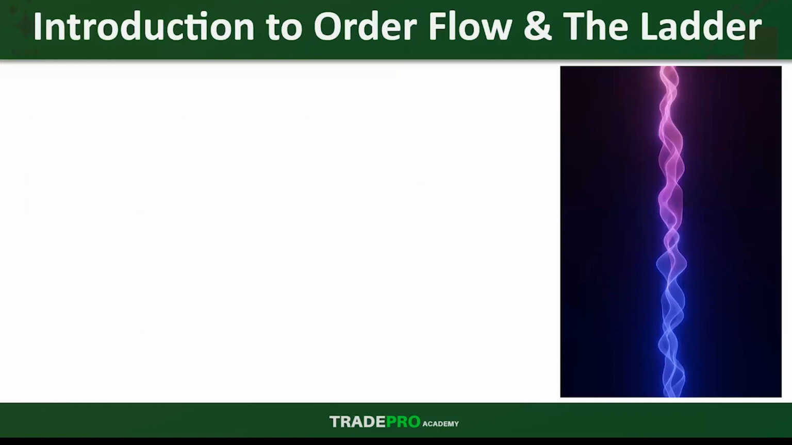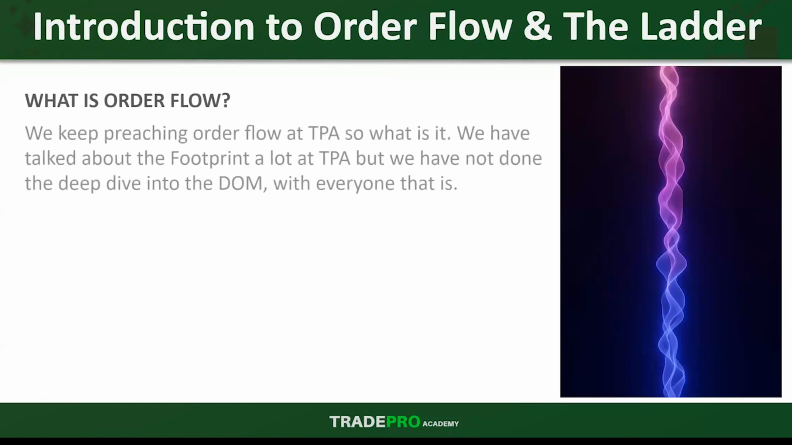So when we talk about order flow in the ladder, we keep preaching about order flow. You might have seen this for years now. It hasn't changed. It's been a directive for a very, very long time. We have talked about the footprint a lot, which is not something that I want to cover, because I'm a firm believer of learning the basics before you can learn something more advanced. And the depth of market is the first place to start when we talk about order flow. So we've not really done too much of a deep dive into the DOM with everyone, especially people outside of TPA, but this is what we're going to be focusing on.